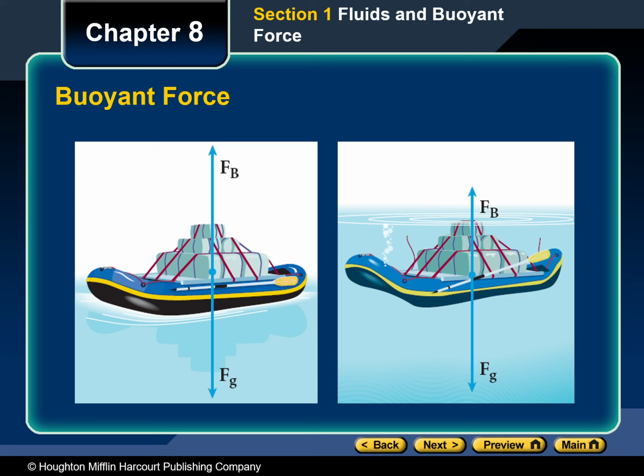For a floating object, the buoyant force equals the object's weight. Now imagine a cargo-filled raft floating on a lake. There are two forces acting on the raft and its cargo: the downward force of gravity and the upward buoyant force of the water. Because the raft is floating in the water, the raft is in equilibrium, and the two forces are therefore balanced, as is shown on the screen here. For floating objects, the buoyant force equals the weight of the object.